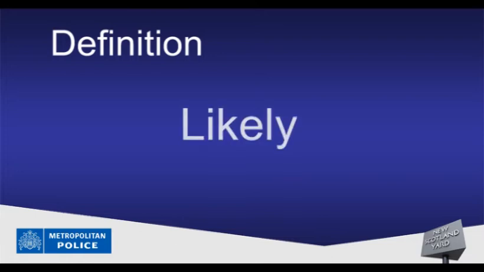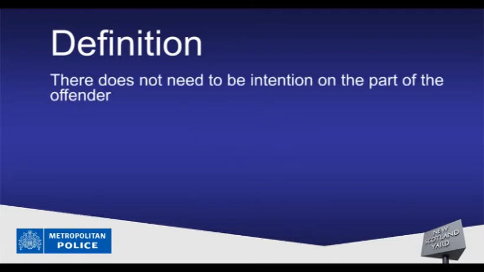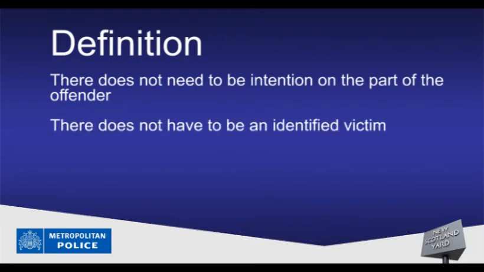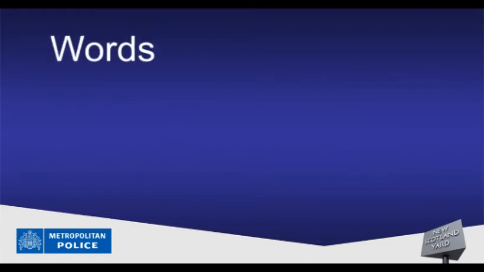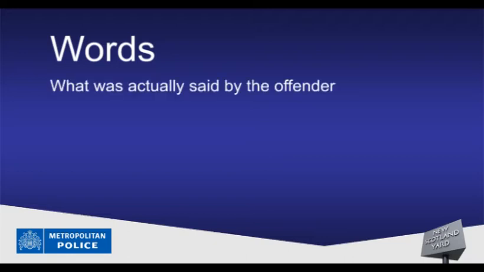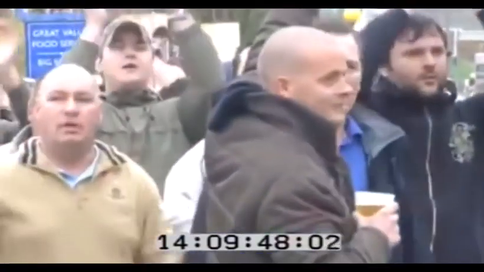There does not need to be intention on the part of the offender, and also there does not have to be an identified victim. The likelihood that someone would be offended is sufficient. Words. This is what was actually said by the offender. Behaviour. What did they actually do? For example, shouting and waving fists.